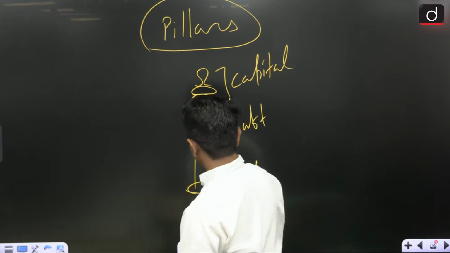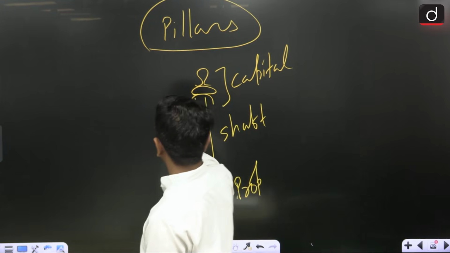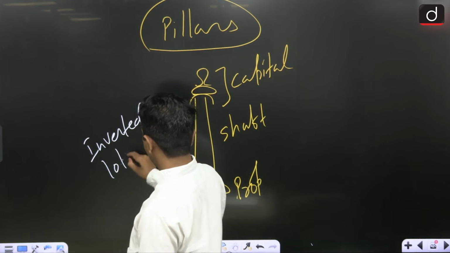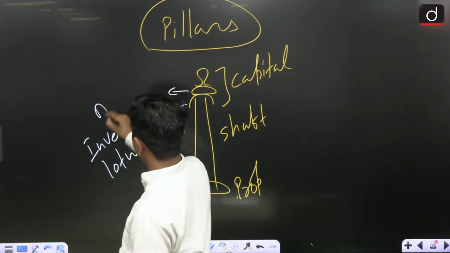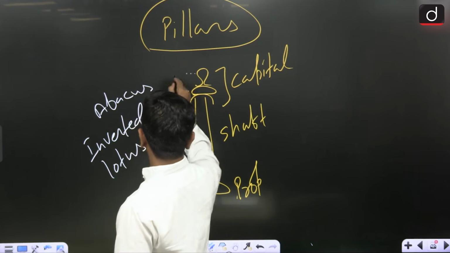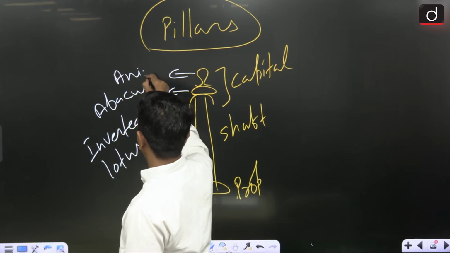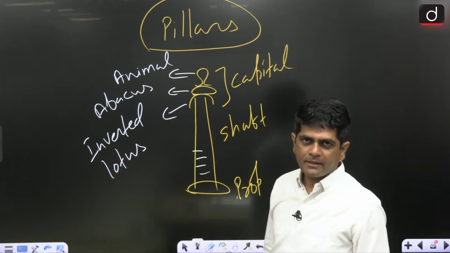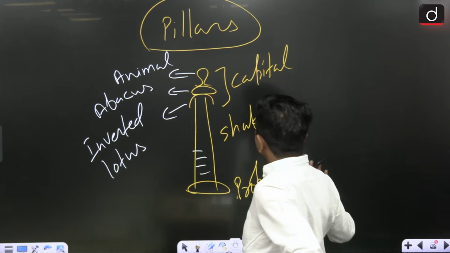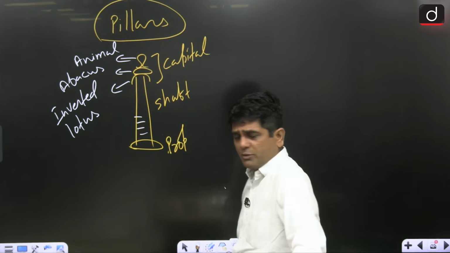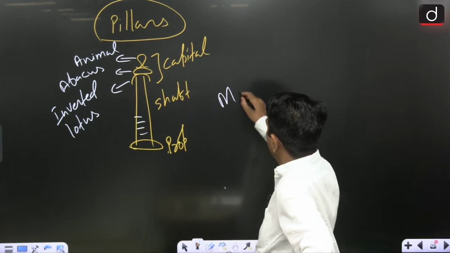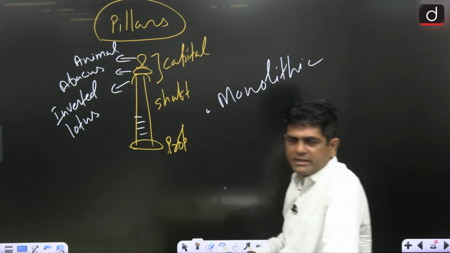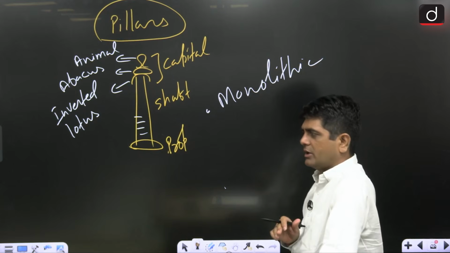And the capital was divided into 3 parts. This is called inverted lotus or bell-shaped structure. This is called abacus. And this was the statue of animal. And here we have the information inscribed. Now, the Ashokan pillars were what? Monolithic. That is made of single sandstone.